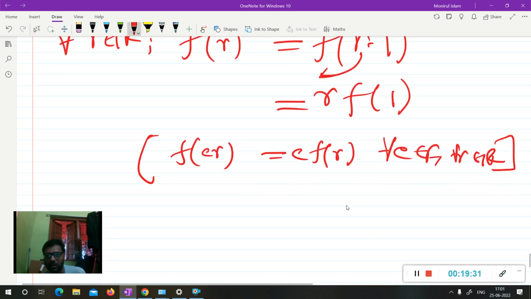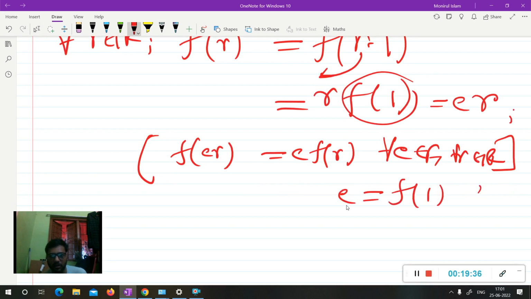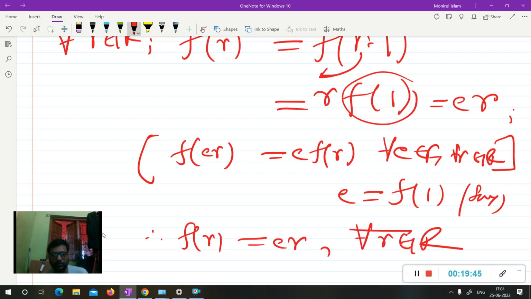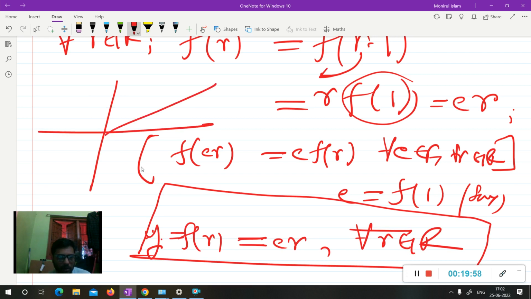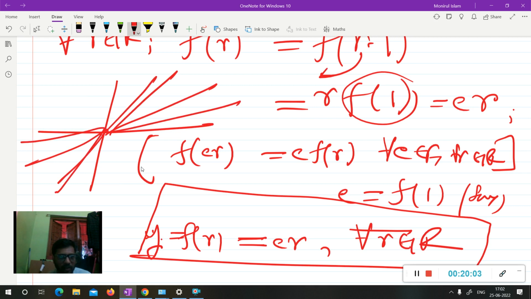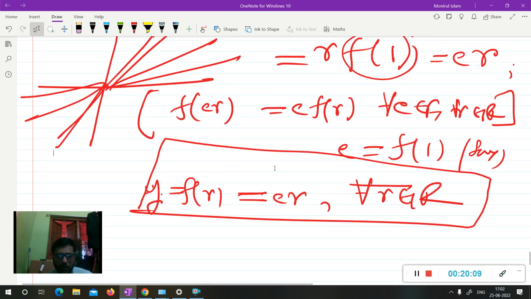So f of 1 is a scalar, name it C, so C into r. But C is f of 1. So f of r will be C into r for all r belongs to R. So all linear transformations from R to R will be of the form f of r equal to Cr. You can name it y equal to Cr, which means it's a straight line.